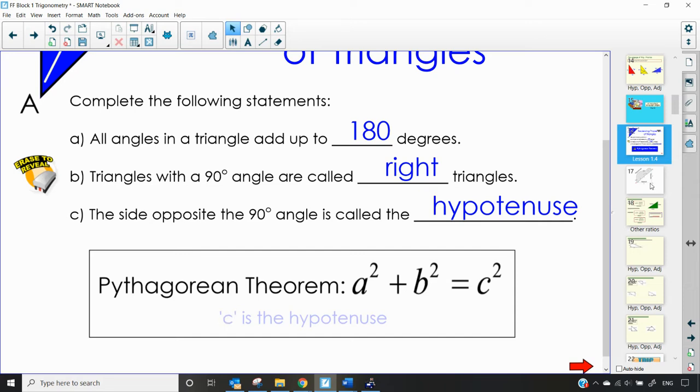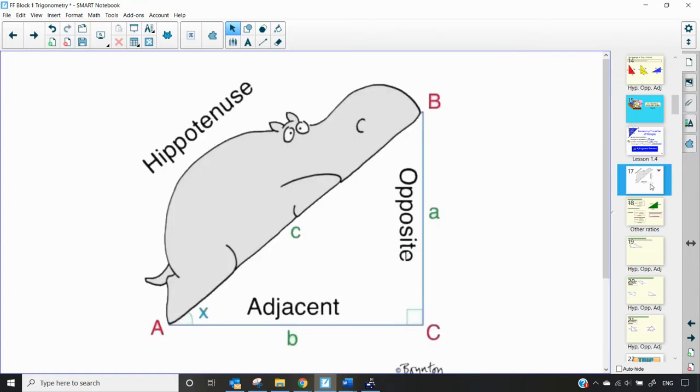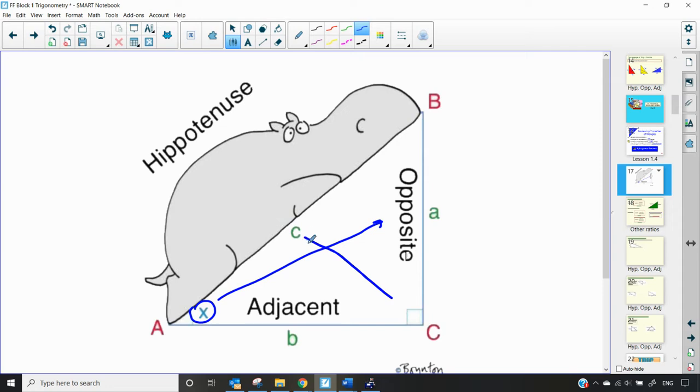Now, the next thing that we looked at in our last video was labeling of triangles. And so if I want to label a triangle, I label my triangle based on my angle location. So if x is my angle, looking across the triangle would be opposite. Looking across from 90 degrees would be hypotenuse, and then the side here beside the angle would be adjacent.